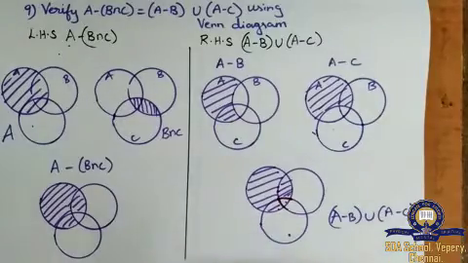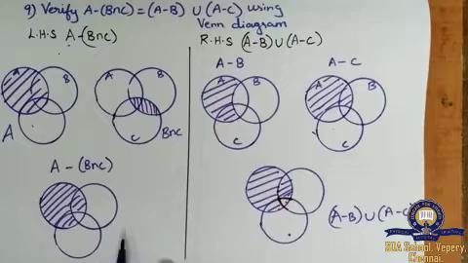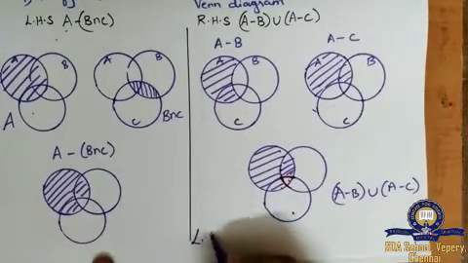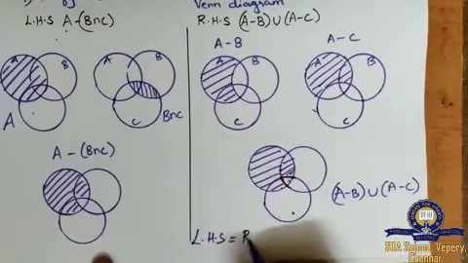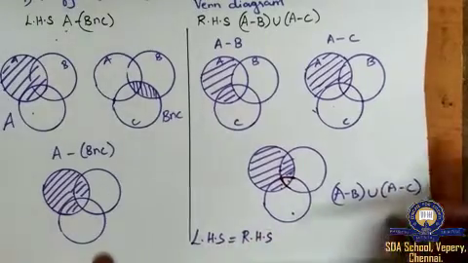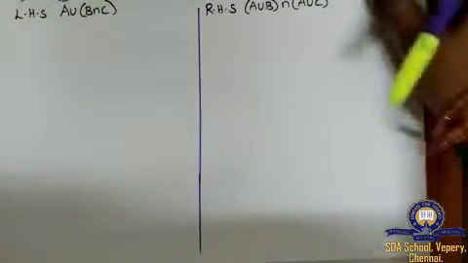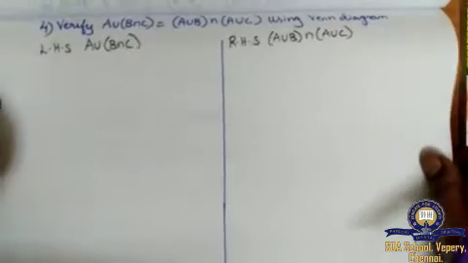So see now, this one is LHS, this is RHS. See, are both the same or not? Yes. Now we have verified LHS is equal to RHS. I hope you all understood this sum. Next one is the same way. Fourth sum also we will do.